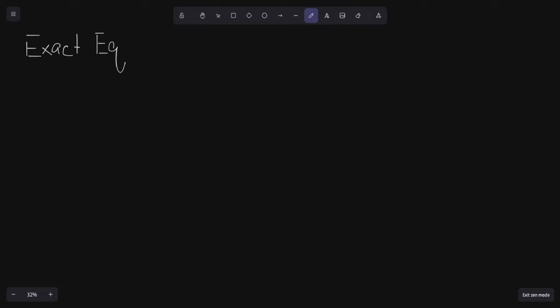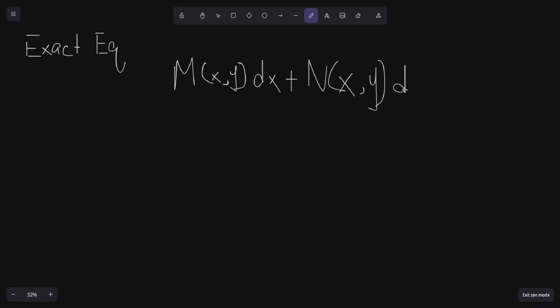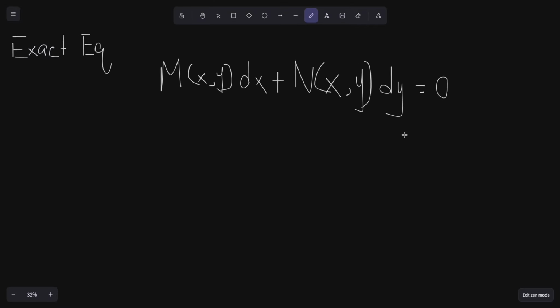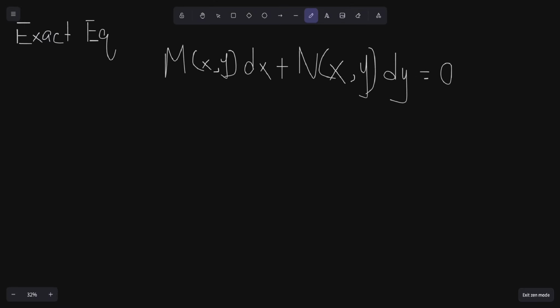Finally, let's talk about exact equations. So exact equations are typically written in the form M of x comma y dx plus N of x comma y dy, and that's going to be equal to 0. And this is a moment where you have regular calculus, like the calculus you learned in Calc 1, intersect with Calc 3, multivariable.